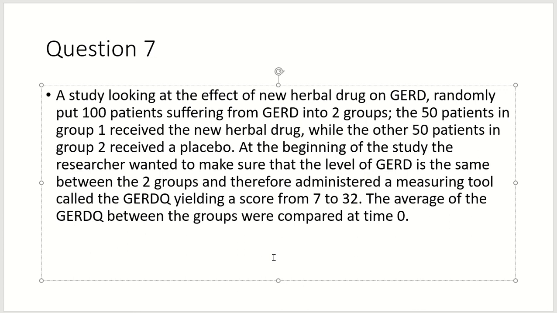So what do we have here? How many groups do we have? We have 2 groups. One group received the treatment, and another group received the placebo. Okay, are they the same people? Is there some sort of a pairing or matching? No, there's no pairing, no matching. What is the outcome? Well, the outcome is the score on the GERD-Q. It's numerical. So what test do we use?